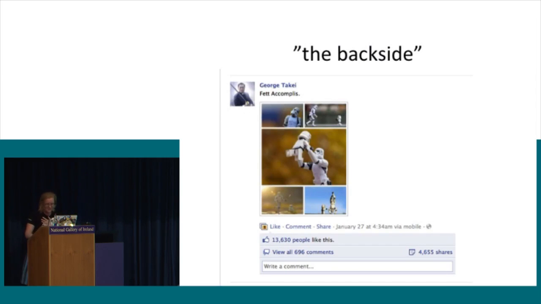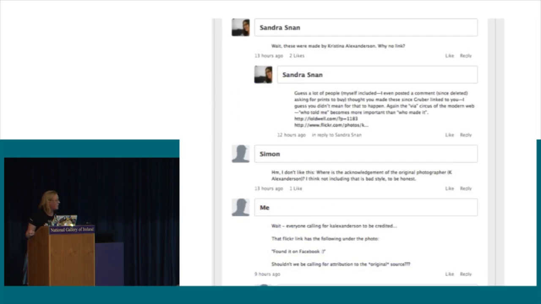I had taken a copy of this work and put it online on my Flickr page, because I know I'm the photographer of the individual pictures. And I wrote, I found it on Facebook. I don't think George Takei is the one who made it. Sorry, George. That Flickr link has a following under the photo, found it on Facebook. That's me saying. Shouldn't we be calling for attribution of the original source? This is also true on the internet. Who told me is more important than who made it.